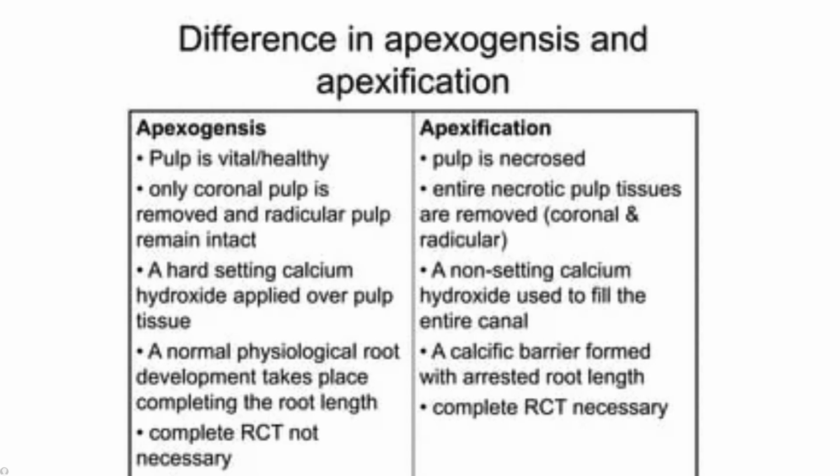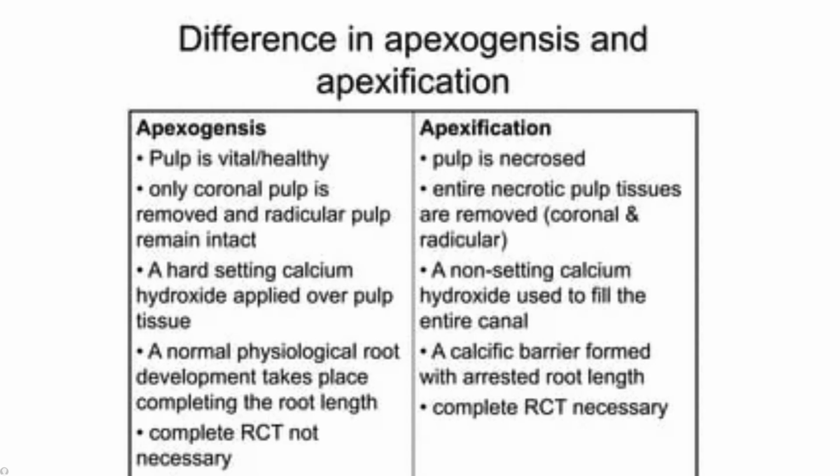In apexogenesis, a normal physiological root development will take place, completing the root length. That's why we need to add these materials inside. We need to do triple antibiotic therapy inside the root in order to have a normal physiological root development to take place. Whereas in apexification, a calcific barrier will be formed by us. We need to place an MTA in order to form this barrier at the end.